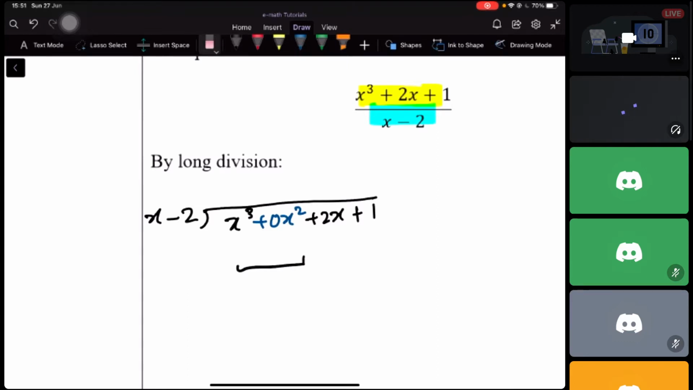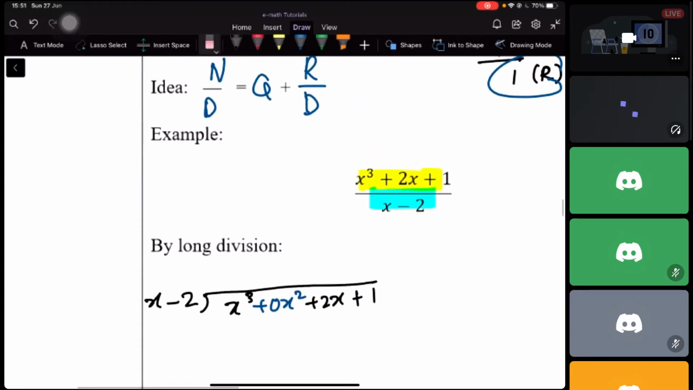So you need to multiply something to x minus 2 to get rid of x cubed. One more time. You need to multiply something to x minus 2 to get rid of x cubed. You don't care about minus 2, and you don't care about 0x squared plus 2x plus 1. Just focus on x cubed. So if I have x minus 2, I want to have an x cubed. How should I multiply?